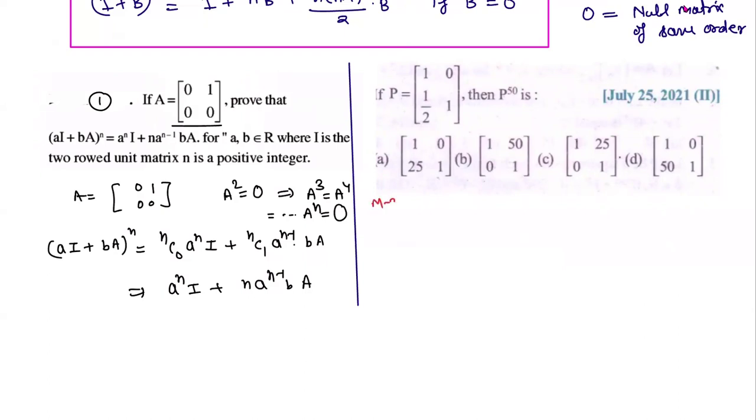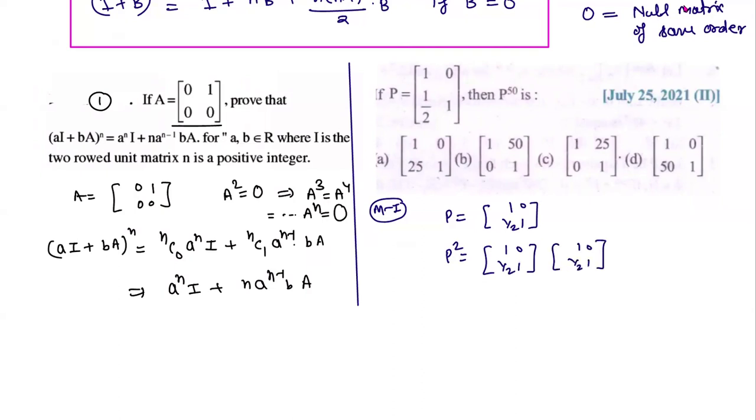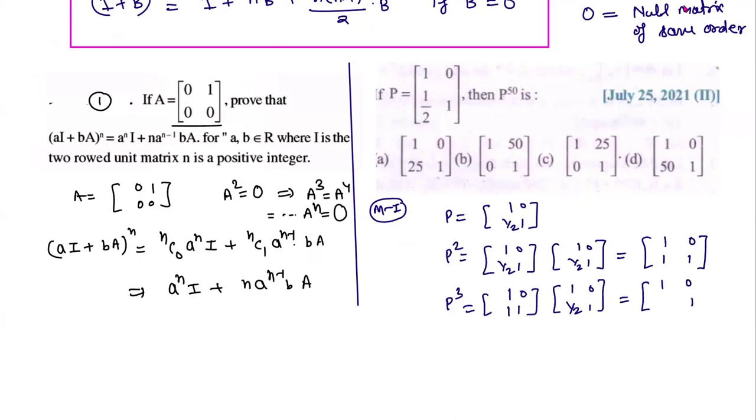First observe method 1, then method 2. Method 1 says we need to find P, which is [1 0; 1/2 1]. Now find P square: [1 0; 1/2 1] multiplied with [1 0; 1/2 1]. When we multiply, we get [1 0; 1 1]. When we find P power 3, [1 0; 1 1] multiplied with [1 0; 1/2 1] again gives [1 0; 3/2 1]. Check.